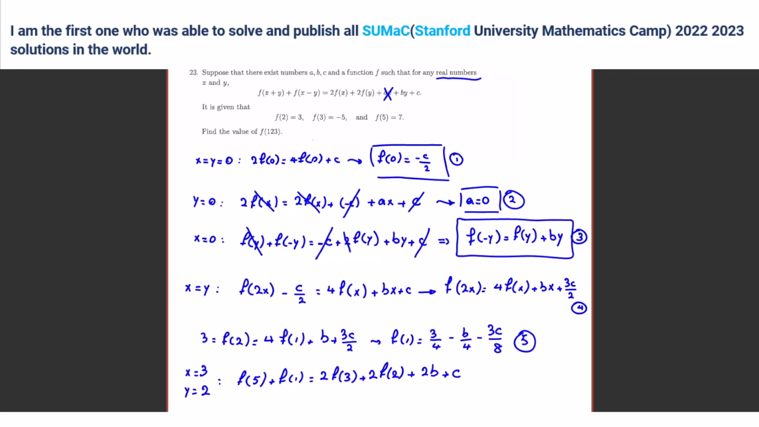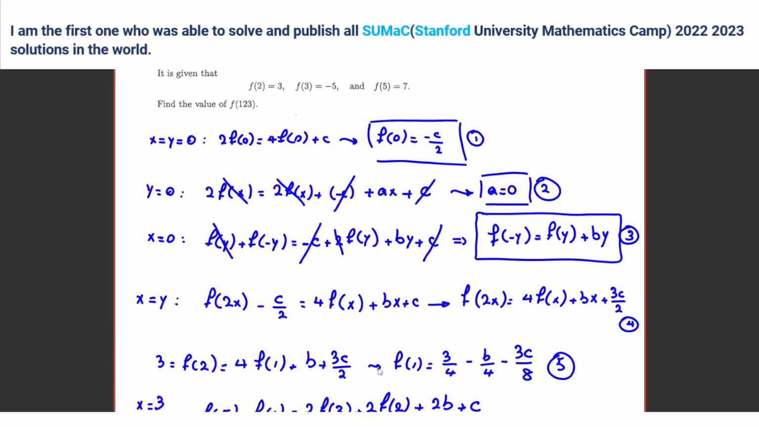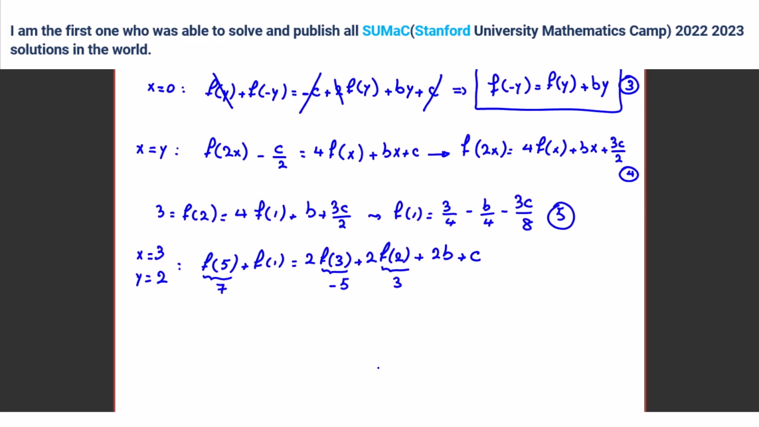Left hand side, f of 5 is what? 7. f of 3 is what? f of 3 is -5. F of 2 is what? 3. Okay, so we can find another equation for f of 1, right? So f of 1 will be what then? 2b plus c minus 11, right? Okay, so we found this relationship, and we can call this one, for example, the 6th, right?